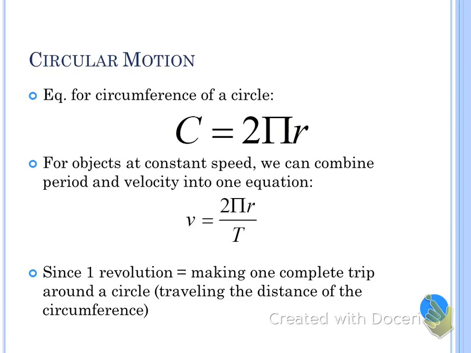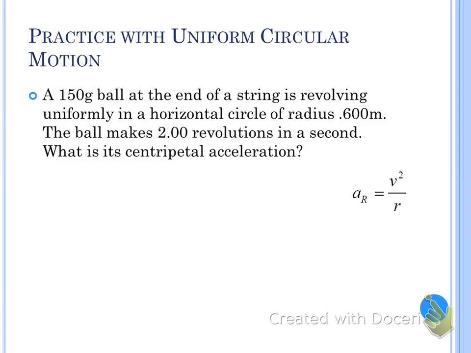A check on our units here. What does radius always need to be measured in? Radius needs to be measured in meters. We still want our velocity to be meters per second. So this needs to be meters. Period should almost always be measured in seconds. Not almost always. It should always be measured in seconds. All right, let's try one.